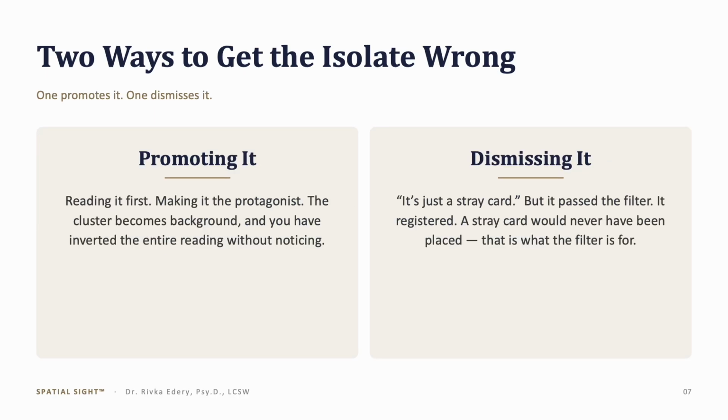Two errors, and they are opposites, and you will be tempted by both on different nights. Promoting it, reading it first, making it the protagonist. We have covered this. The story engine starts up, the isolate becomes a subject, the cluster gets demoted to background, and you have inverted the entire reading without ever noticing that you did. The correction is procedural, not attitudinal, and it is read fourth, not because it matters less, but because its meaning is not available until the thing it is commenting on has been established. You cannot hear a comment before you have heard the statement.